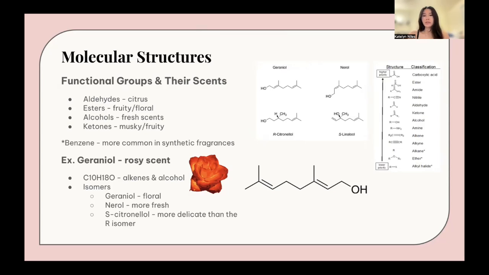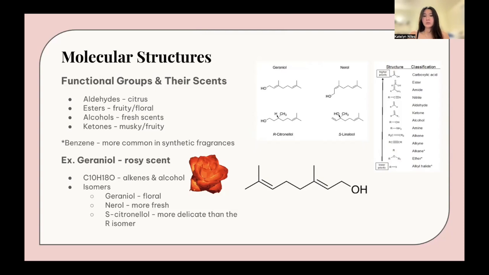An example of a natural fragrance is geraniol, which has a floral rose scent and comes from citronella oil. Its molecular formula is C10H18O, so it contains 10 carbon atoms, 18 hydrogen atoms, and one oxygen atom. It consists of three functional groups, two double bonds, also known as alkenes, making it a diene, and an OH being a hydroxyl group, at the end making it also an alcohol.